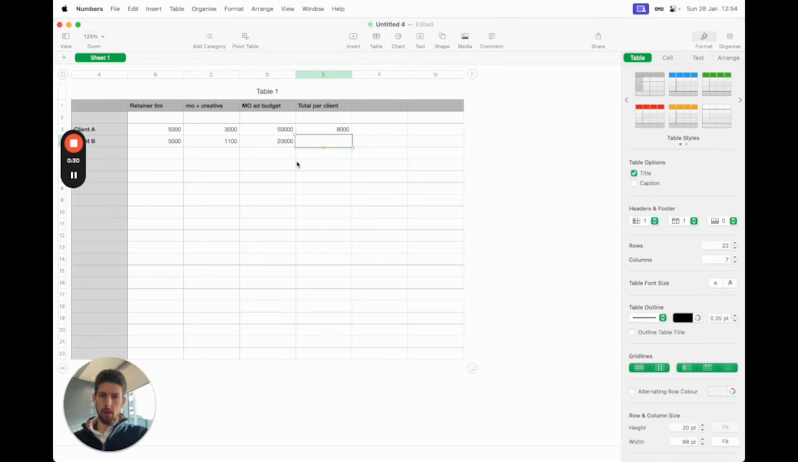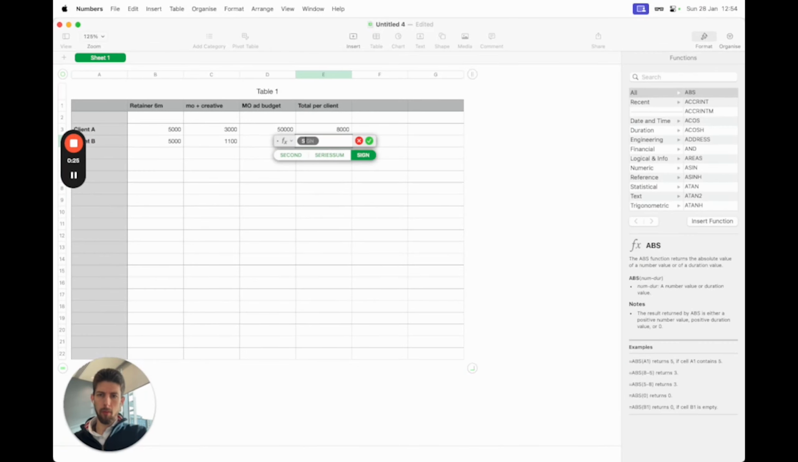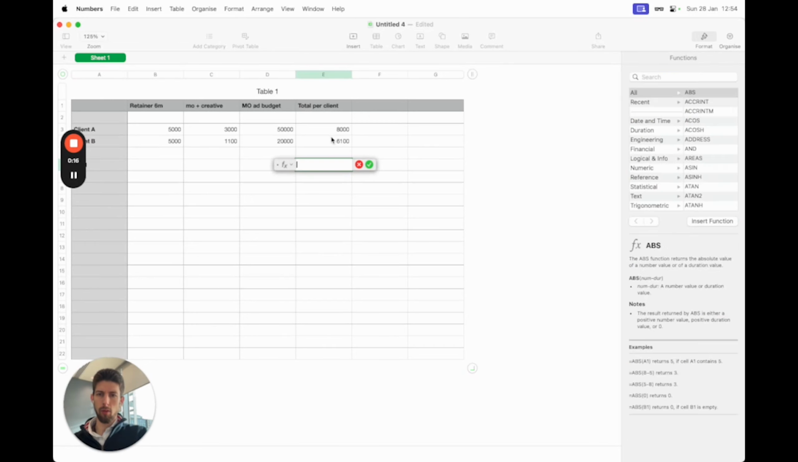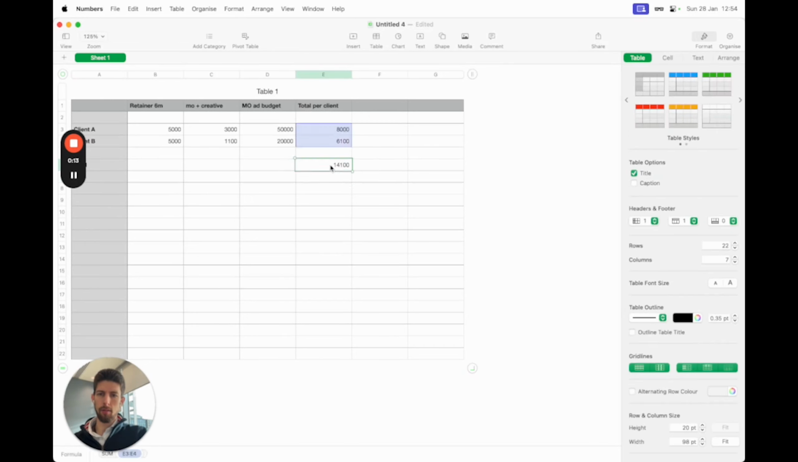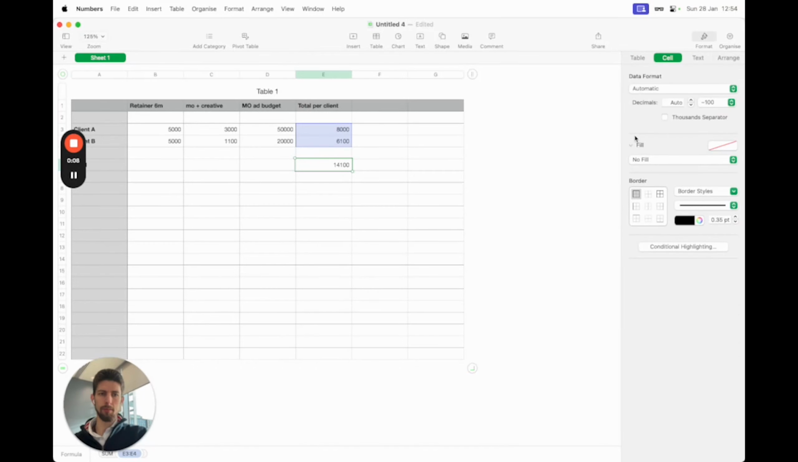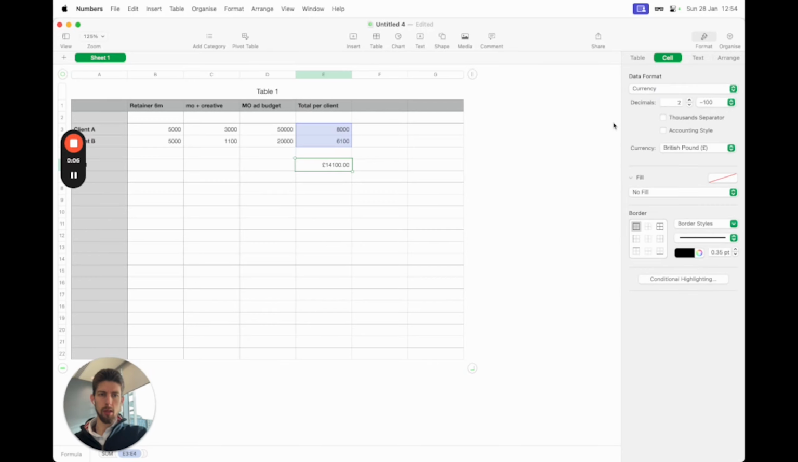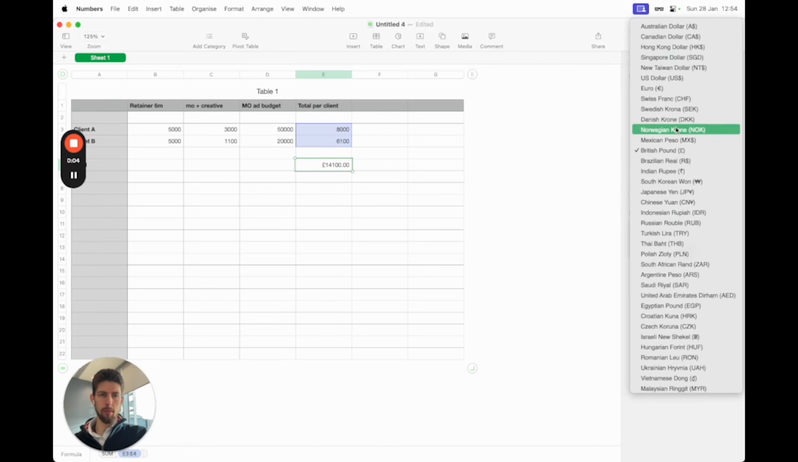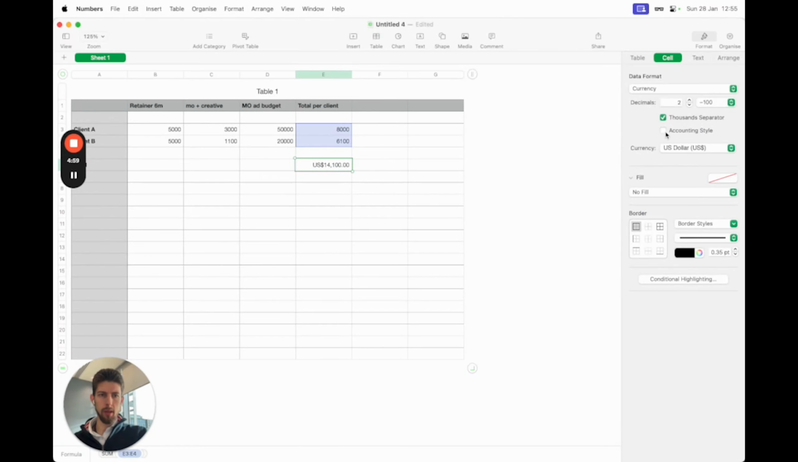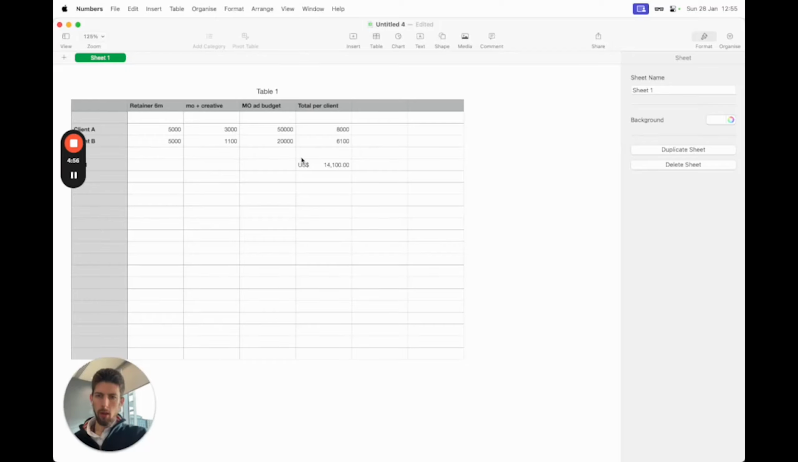So let's say we have a total per client now of cool. And then a total. Again, I know this is boring. We just need to make the numbers so we can actually start making certain things that I want to show you in a second. So let's make this a currency and let's make this a dollar. There we go. Let's make this pretty. Voila.